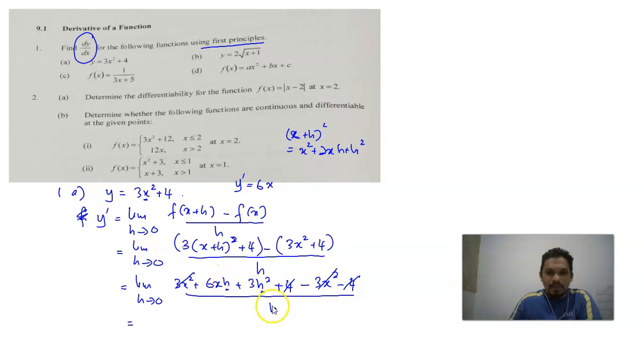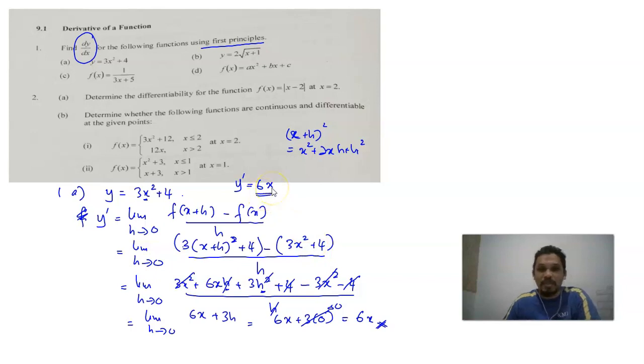Each term has an h, divided by the one h here. So limit of h approaching 0, what we have right now is 6x plus 3h. Then substitute h equal to 0 here: 6x plus 3 times 0, and it is equal to 6x. Okay, so this is our reference, and we get exactly the same as this one, y prime equal to 6x.